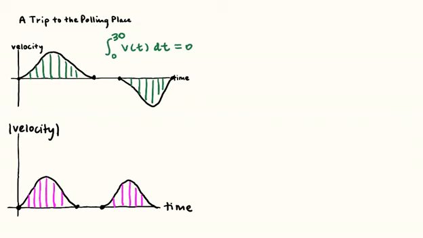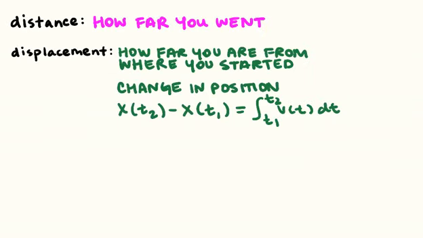And it's not unreasonable to say that probably the integral from 0 to 30 of the absolute value of v of t dt is, I don't know what it was, but it's greater than 0, right? I know that if I traveled to the polling place, I had to have traveled some distance because I don't work at the polling place. All right, so let's go back and write down the formulas. Remember displacement, I already wrote that it's the integral of v of t. Total distance is going to be the integral from t1 to t2 of the absolute value of v of t dt.